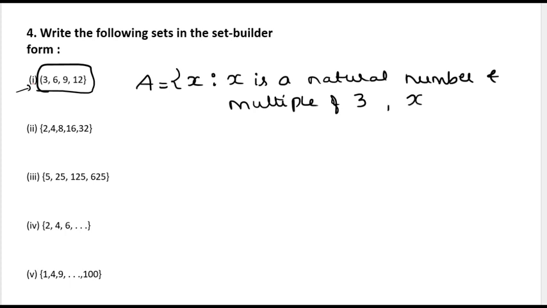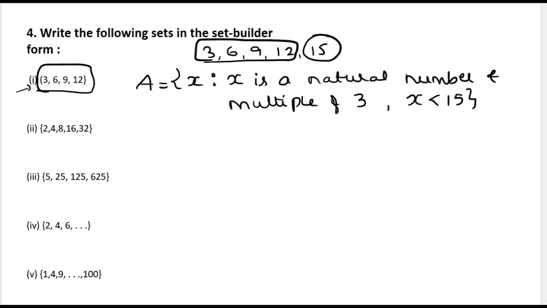That x should be less than 15. See, 3 2s are 6, 3 3s are 9, 3 4s are 12, 3 5s are 15. It is a natural number. It is a multiple of 3 and it should be less than 15. 15 is not included, so you have to write strictly less than. It should be strictly less than 15.